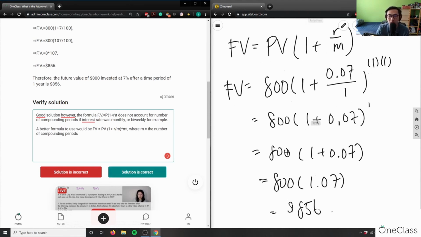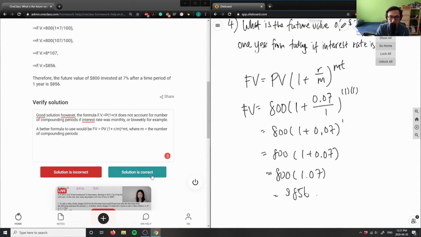Sweet, so the solution here is correct. I just didn't like the formula that they used, but it's okay. The solution here is correct.